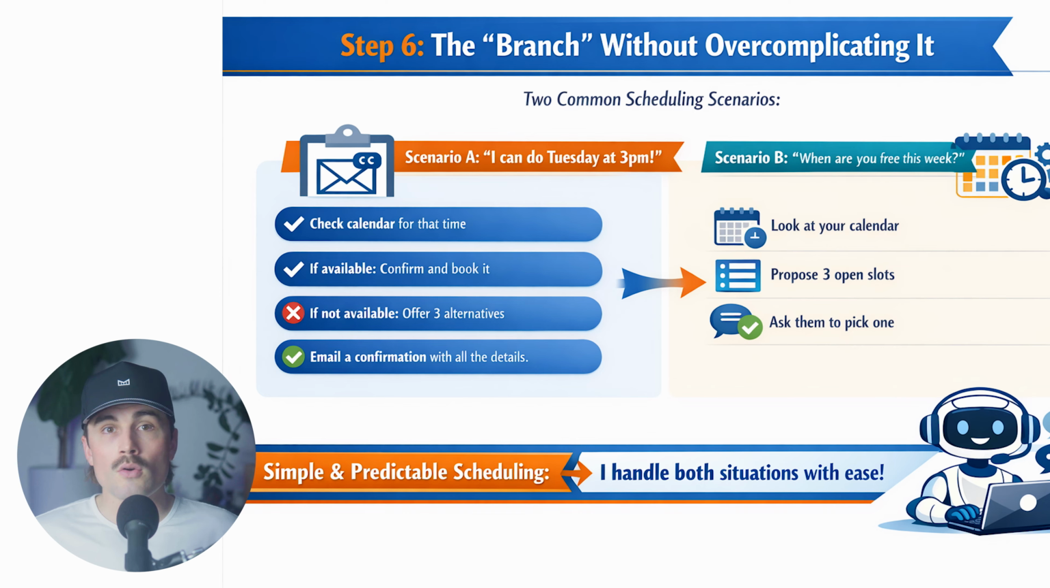Scenario B, they don't propose a time. For example, when are you free this week? Your assistant should look at your calendar, propose 3 open slots, and ask them to pick one. That's the behavior you want.